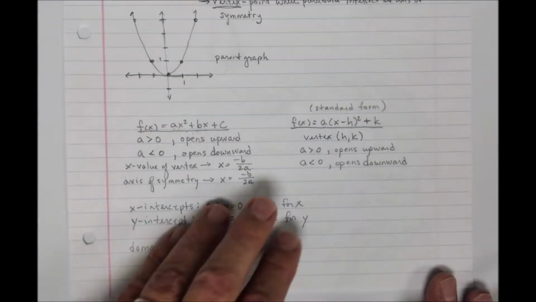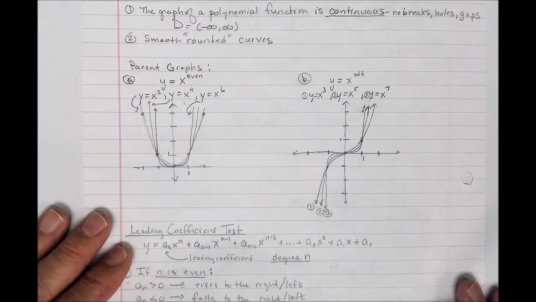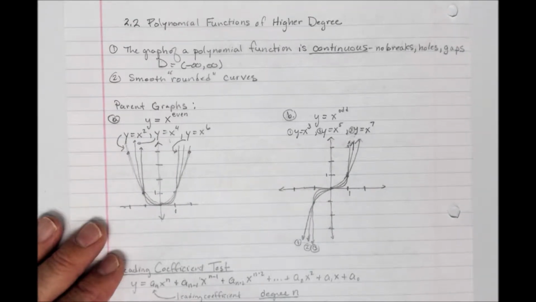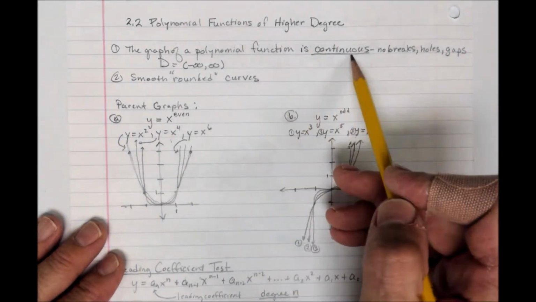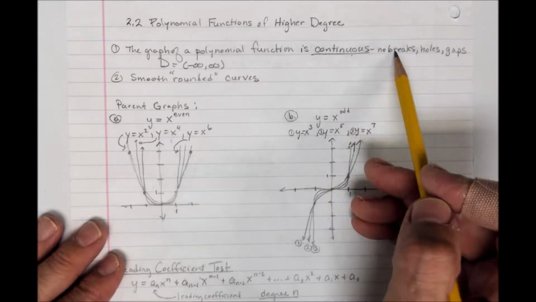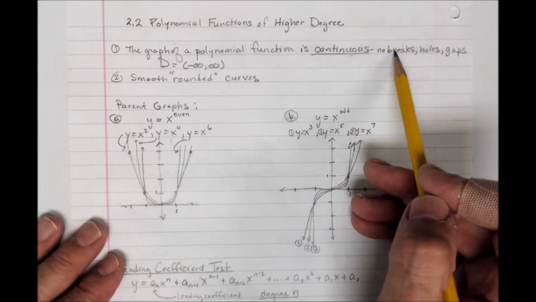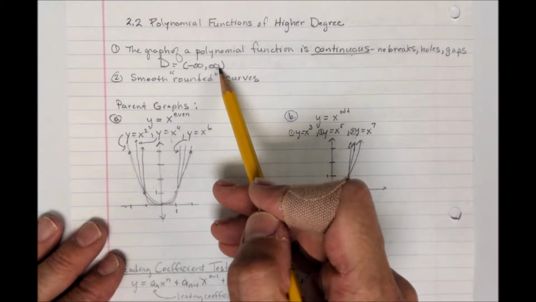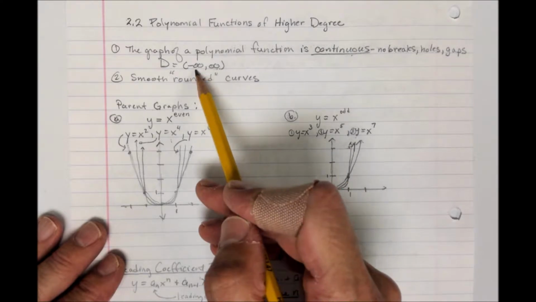All right, now the notes for section 2.2, and that's for polynomial functions of higher degree. The graph of a polynomial function is what we say is continuous. There aren't any breaks or skips or holes or gaps in it. And the domain, as I mentioned just a minute ago for quadratics, is true for all polynomial functions, and that is that it's all real numbers from negative infinity to infinity.